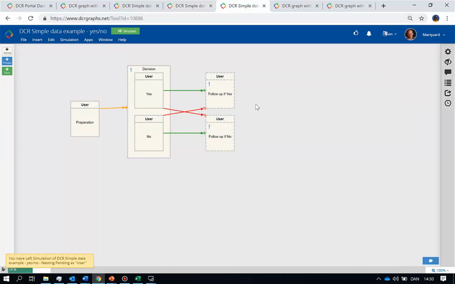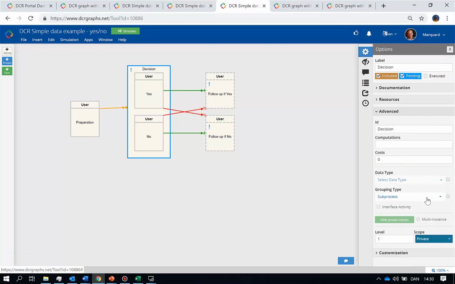Sub-processes solve this issue. We have therefore changed the decision from nesting into a sub-process. Sub-processes have their own state. We can see it here. This is an example of an included, pending and executed sub-process. We can remove the state, which we see it is now excluded. It has no pending and no executed flag. We re-include it to make sure.